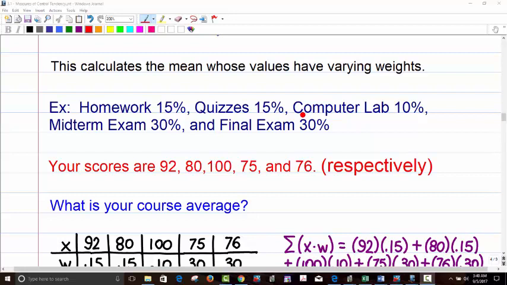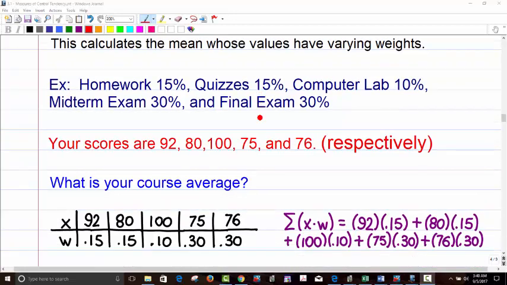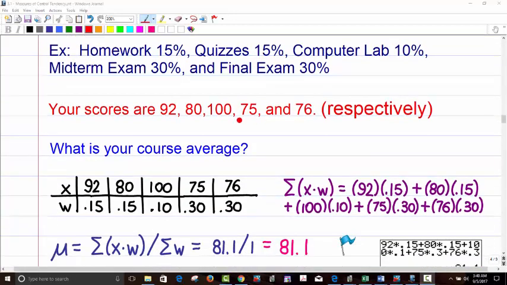If they were equally weighted, we would just add them up and divide by 5. But that would not be correct for this formula. That's all we do. You don't have to line them up in a fancy chart if you don't want to. I just did that to organize them, but that's not required. However you want to do this.